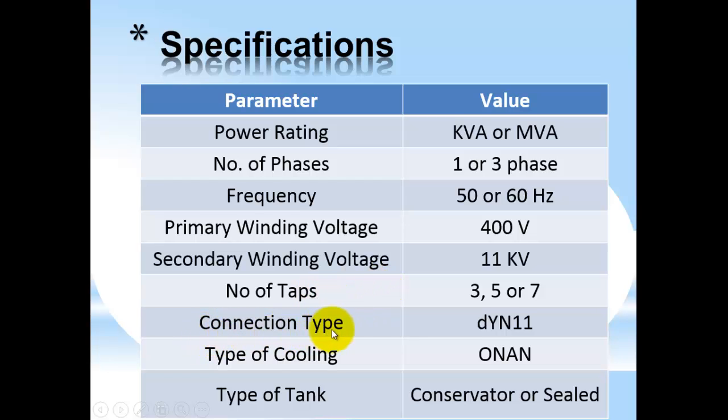Then the connection type, this is very important. DYN11 means that the primary is delta and the secondary is star with a neutral point. Then the type of cooling, whether it is oil type or dry type, and then the type of tank, whether it has a conservator or it is sealed without a conservator or the breather. So I hope you have learned much about the transformer in order to properly answer the very basic questions regarding transformers. I hope you like the video.